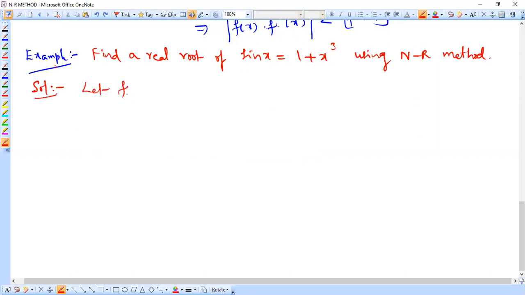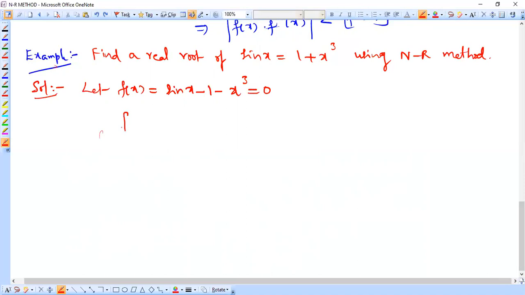Let f of x is equal to sin x minus 1 minus x cube is equal to 0. Okay, so this is my function f of x, right? And when some trigonometric functions are present in the given equation, see that in your calculator you are putting all the things in the radians, right? So set your calculator in the radians and try to do the things.